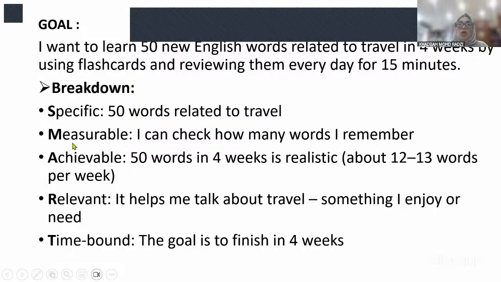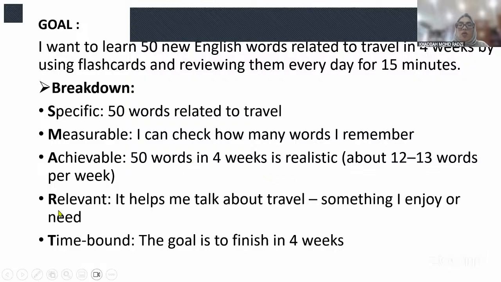Okay, your goal should be measurable. So how do you know you can achieve that goal? I can check how many words I remember. So make sure your goal is possible to be achieved. Okay, for example, my aim is to learn 50 words in 4 weeks is realistic because it's just 50 words. You divide it into each week, it is going to be only 12 to 13 words per week, right?